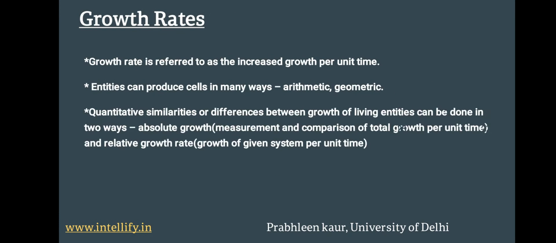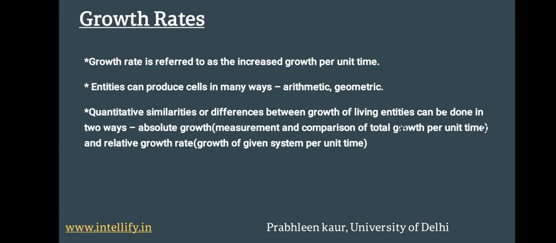Growth rates. We have already studied the characteristics of growth. Growth rate is referred to as the increased growth per unit time. Entities can produce cells in many ways, arithmetic or geometric. Quantitative similarities or differences between growth of living entities can be done in two ways. There's an absolute growth, which is the measurement and comparison of total growth per unit time, and relative growth, growth of given system per unit time. For theoretical questions, difference between two types of growth, absolute growth and relative growth, is a very important question.